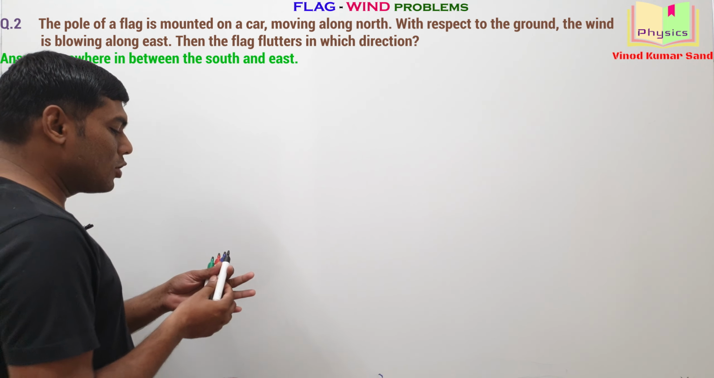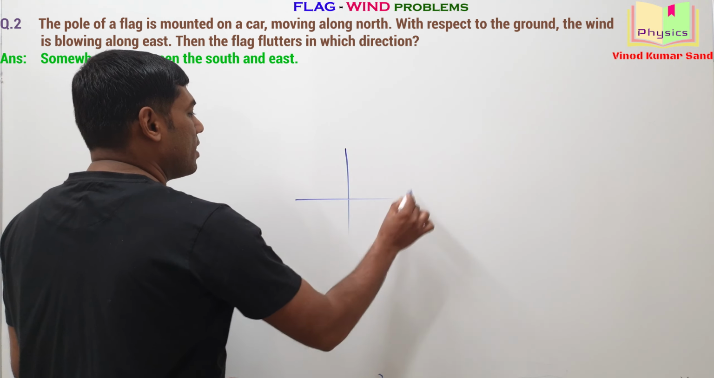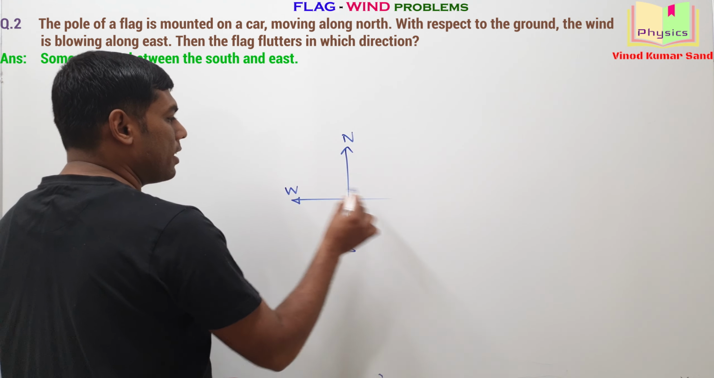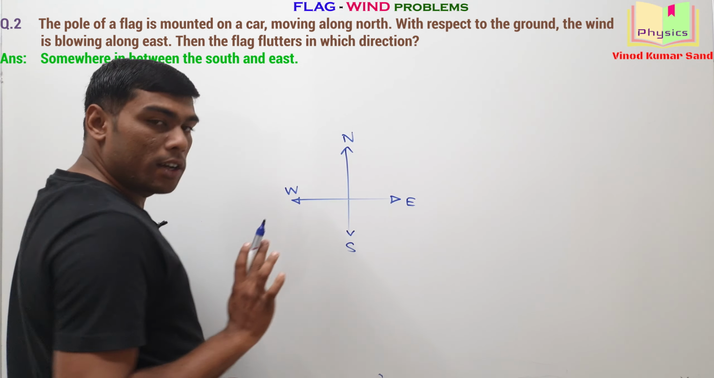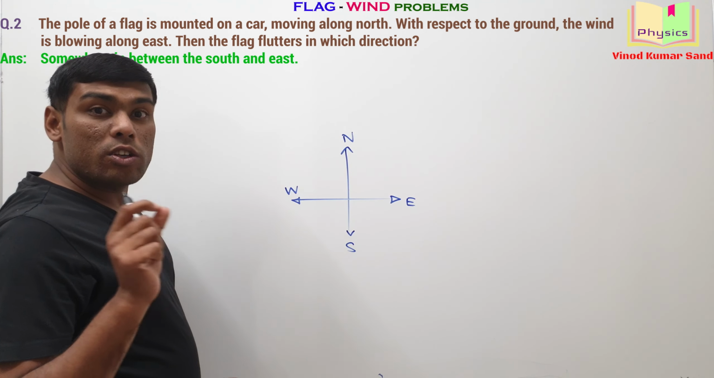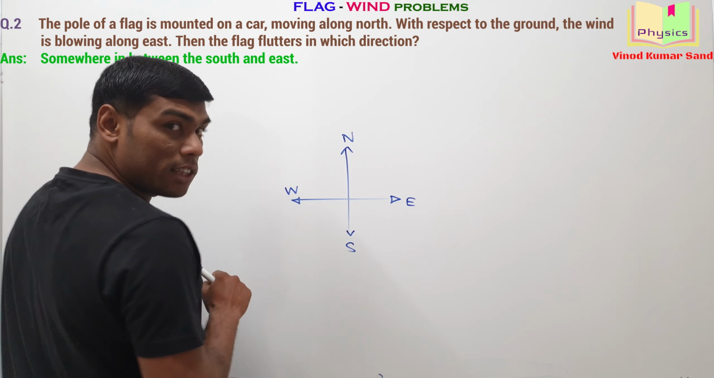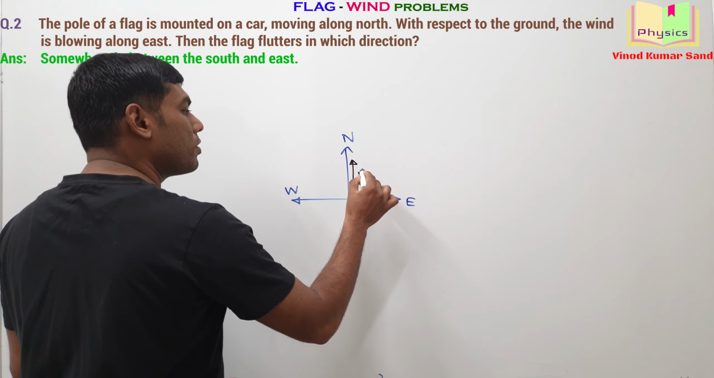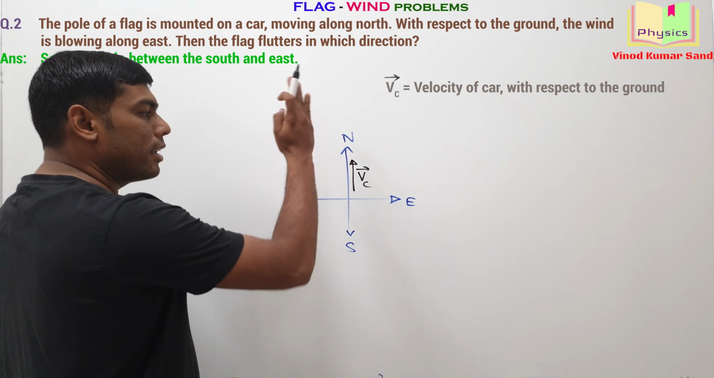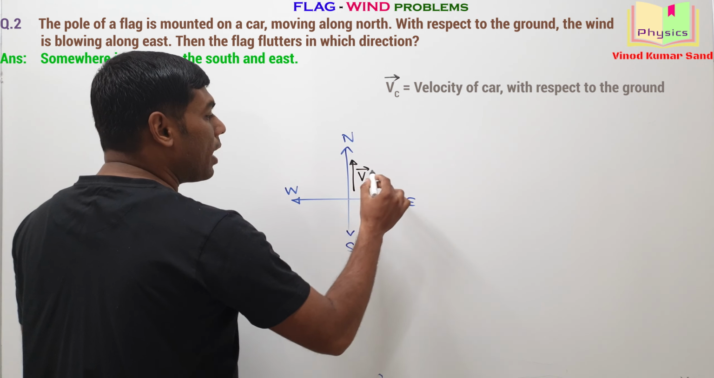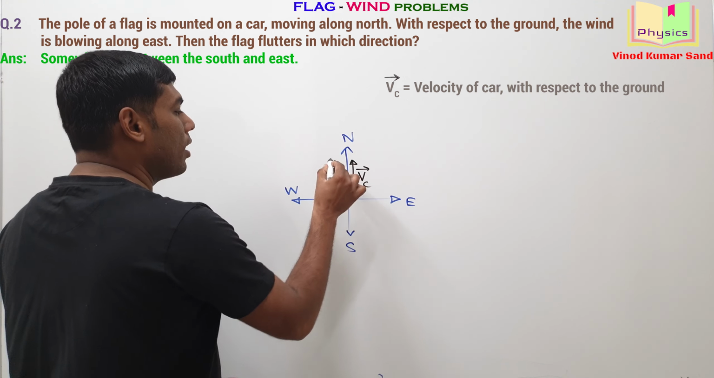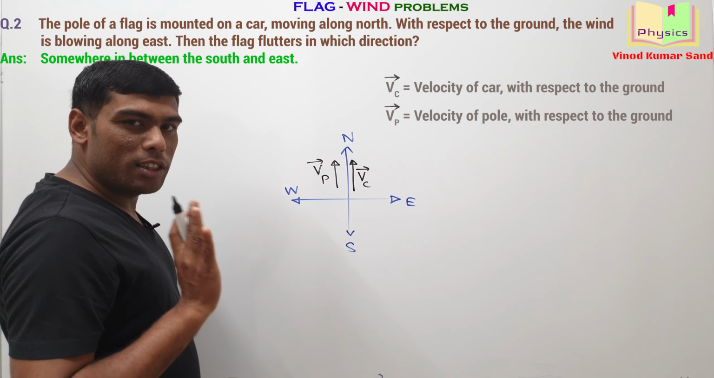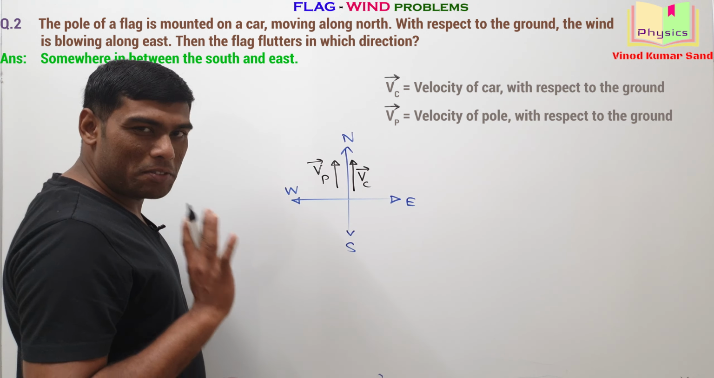Let us assume that this is the north, this is the south, here is the west, and here is the east. Okay. Now, the velocity of the car is given to us along the north direction. So, here I can mark the velocity of the car. And here we can also mark the velocity of the pole. In whatever direction the car is moving, in the same direction the pole is moving. I hope you agree with that.